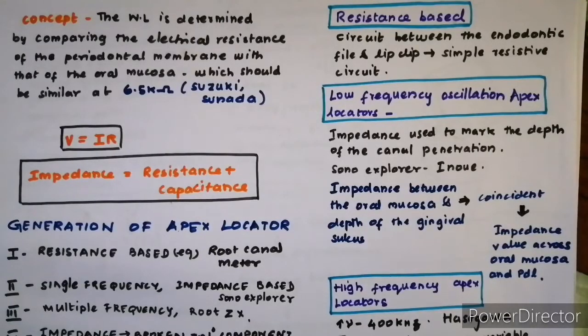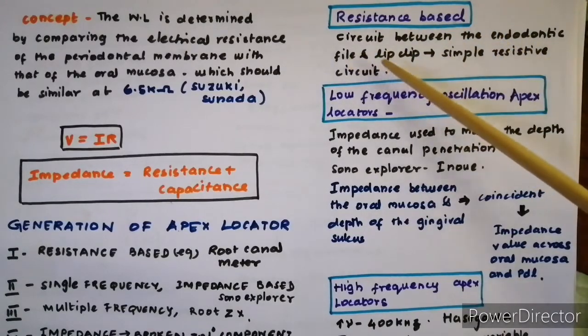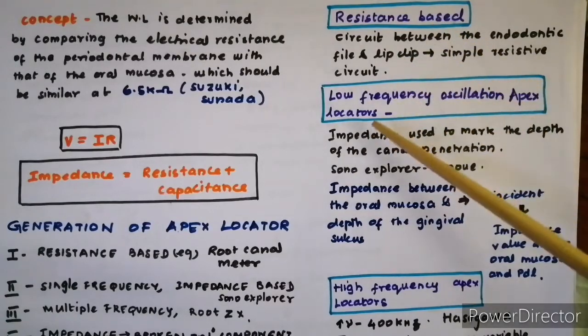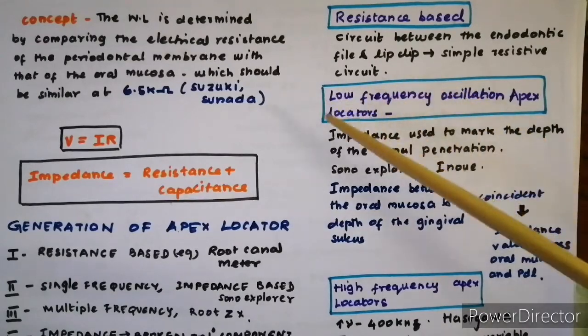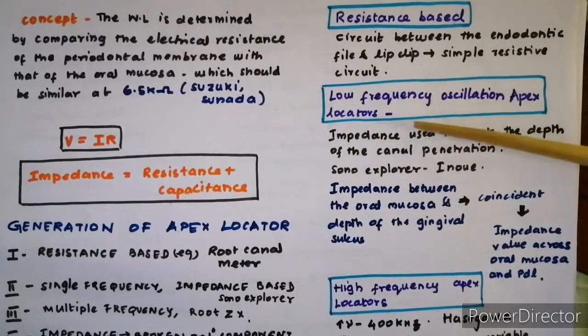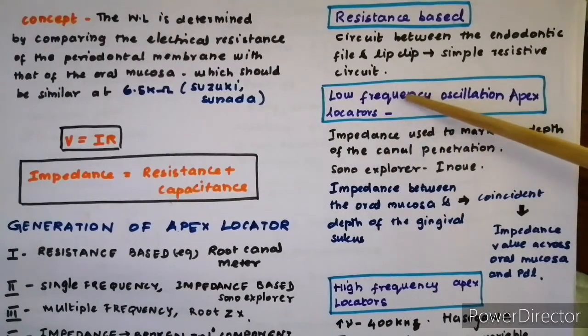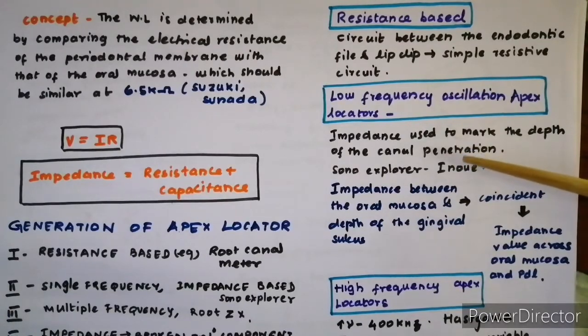Now let's detail the types of apex locator. Resistance based apex locator is based on the concept that the circuit between the endodontic file and the lip clip forms a simple resistive circuit. Then came the low frequency oscillation apex locator. Here low frequency was used. This concept was introduced by Inoue. Here impedance comes into role. Impedance is used to mark the depth of canal penetration in order to measure the working length.